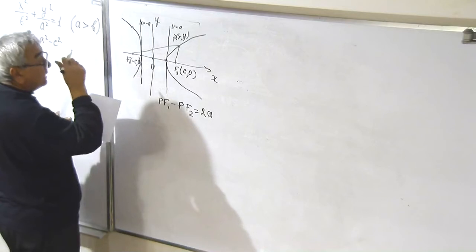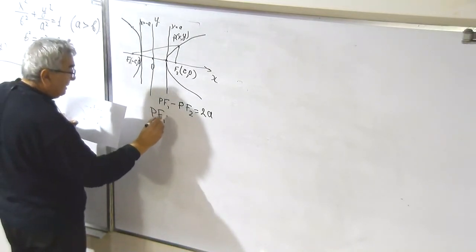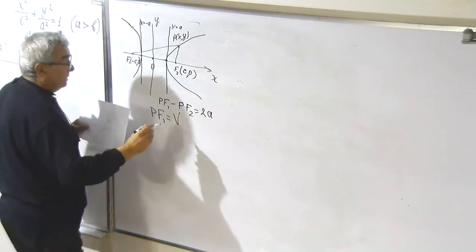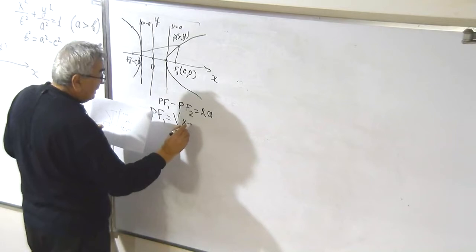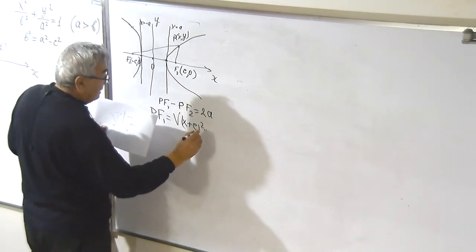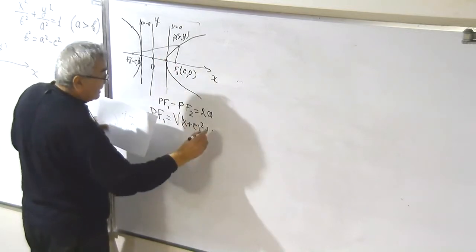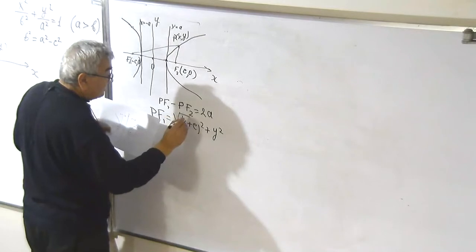Let us now write what PF1 will be. PF1 will be the square root of (x plus c) squared plus y squared, because this point's y coordinate equals 0.